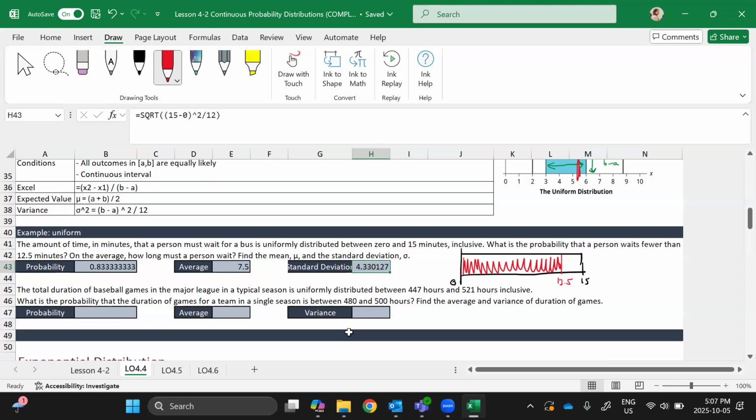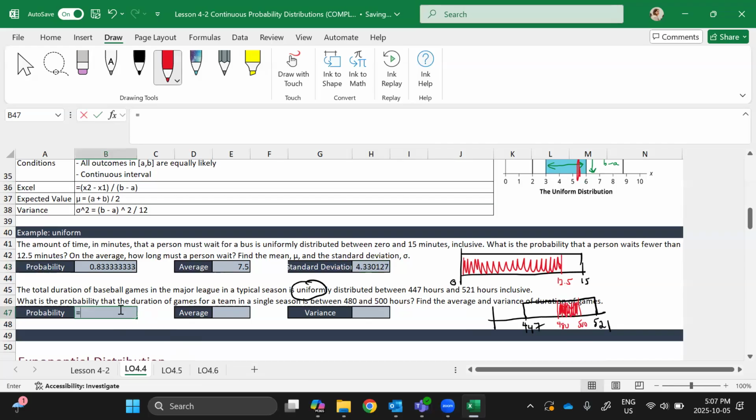I have another question. The total duration of baseball games in the major league in a typical season is uniformly distributed between 447 and 521 hours inclusive. If you wanted to draw that one out, we're between 447 and 521, and the question says it's uniformly distributed, so it has this rectangular appearance. What is the probability the duration for the games is between 480 and 500 hours? So let's say 480 here, 500 here. We want this probability. It's an area of the rectangle.